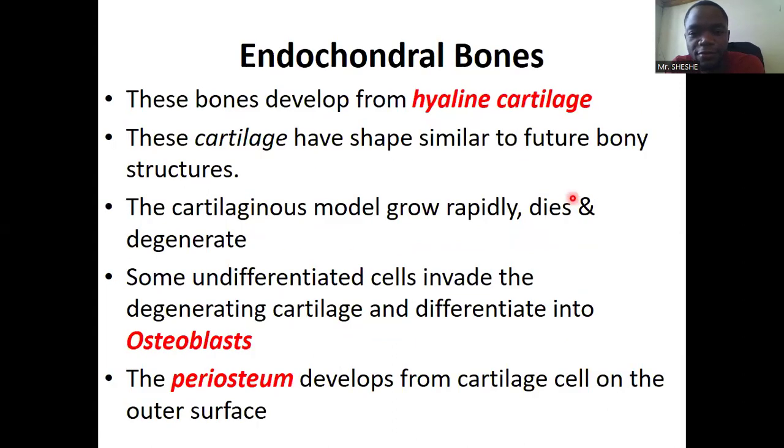Good afternoon. So last time we were looking at bone development, a process known as osteogenesis, which is later followed by calcification. You can also call it ossification. So osteogenesis or ossification is the formation of bone.